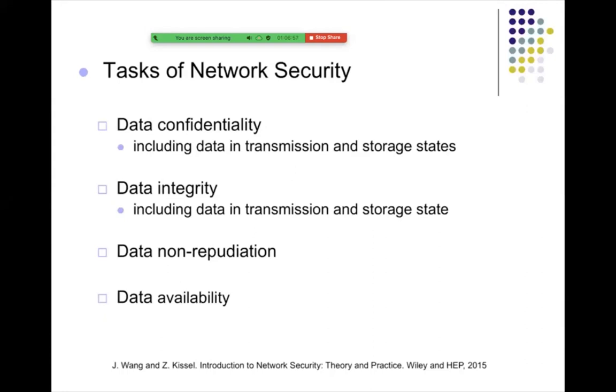The third task is to make sure data cannot be repudiated, meaning the owner of the data cannot deny ownership of that data. And the last task is data availability. This means that data should be available when the data is needed. Again, this is also for data in the storage state and in the transmission state.